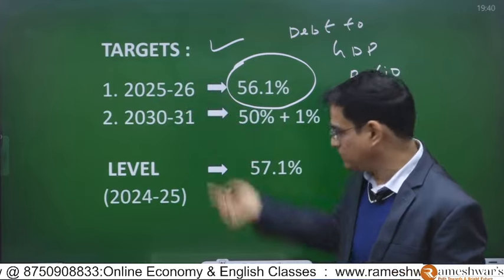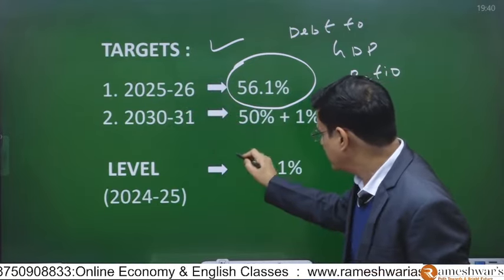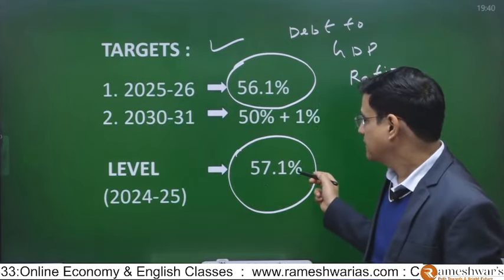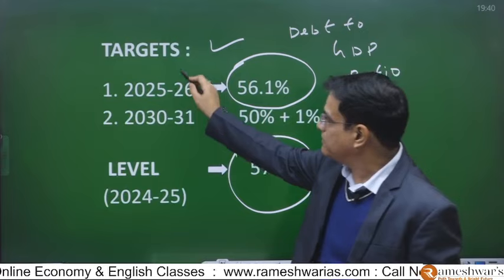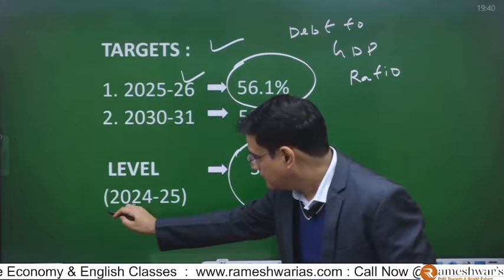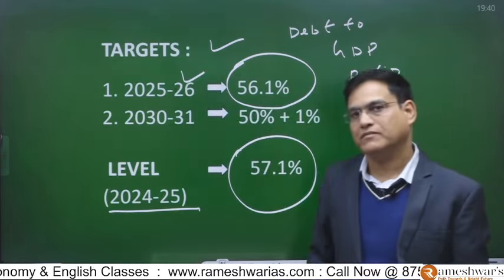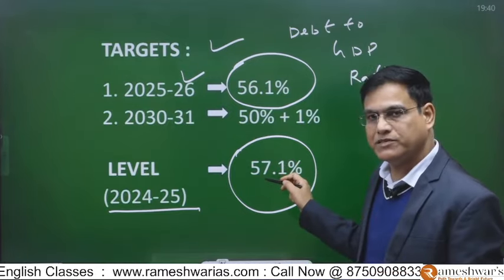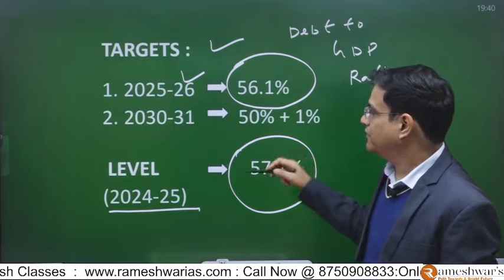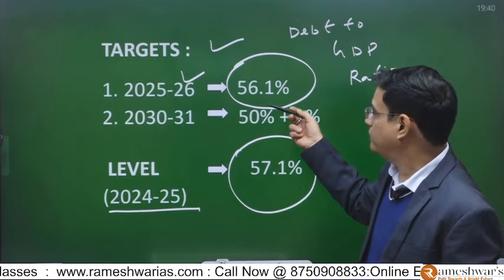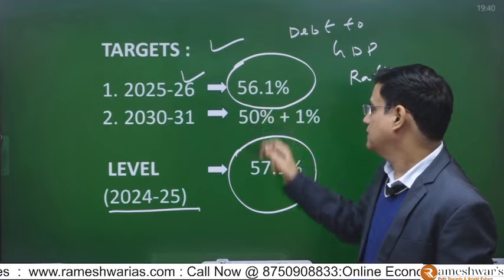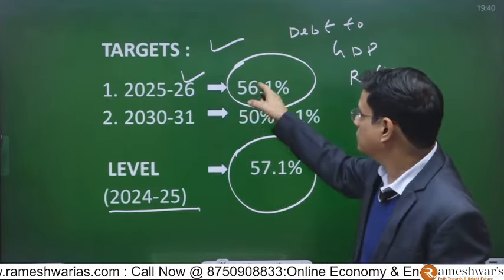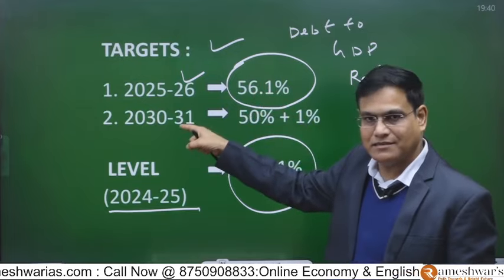So this was the goal set in this year's budget, and at the time of this year's budget presentation, our level of debt to GDP ratio was 57.1%. So at that time, this was the level of debt to GDP ratio in our country, and for 1 year we thought that we would be able to reduce the debt to GDP ratio by 1 percentage point. So this was the goal for this year.